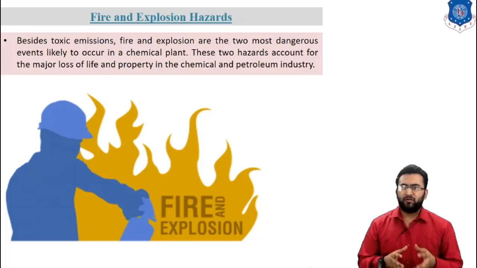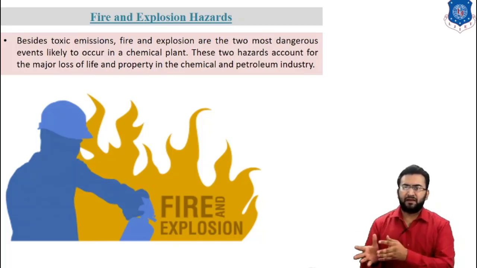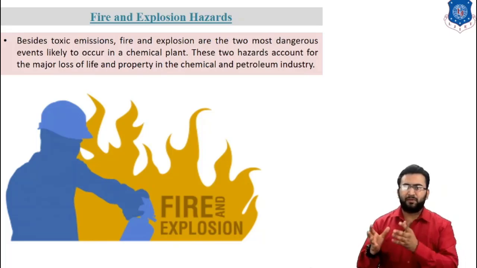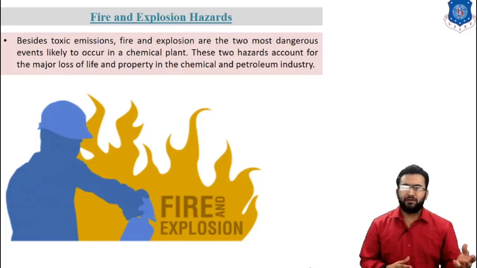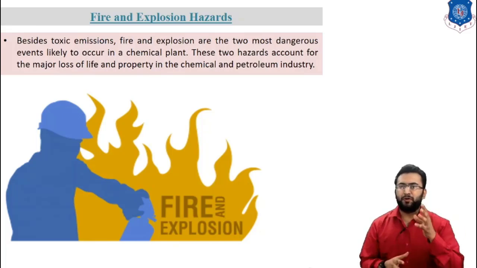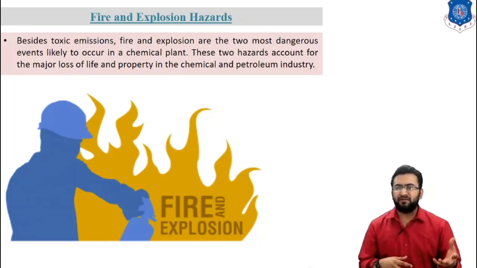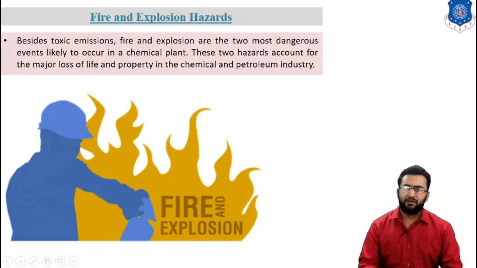So now let's talk about fire and explosion hazard. Besides toxic emission, fire and explosion are the two most dangerous events likely to occur in chemical plants. Considerable resources are expended to prevent both these hazards or control them when they occur because of an accident. These two hazards account for the major loss of life and property in the chemical and petroleum industry.